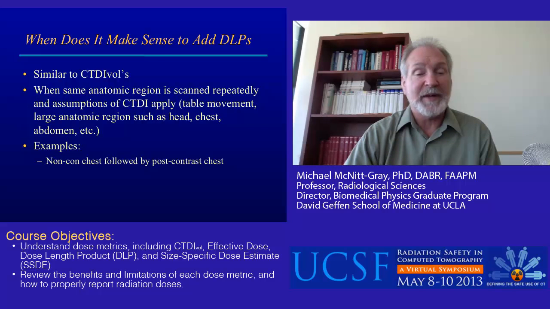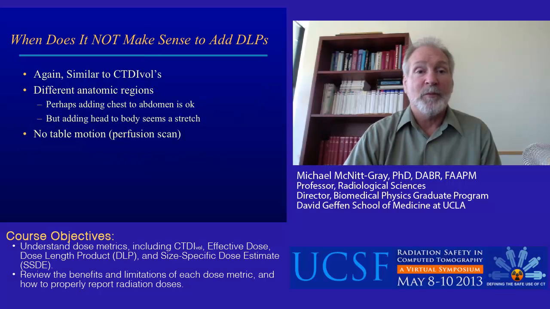When does it make sense to add the DLPs, similar to CTDI of Alls? When the same anatomic region is scanned repeatedly and the assumptions of CTDI apply. When does it not make sense? Again, similar to CTDI of Alls, when they're different anatomic regions. Adding chest to abdomen may be okay.